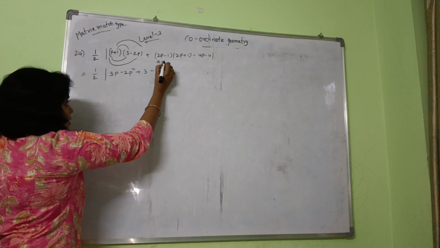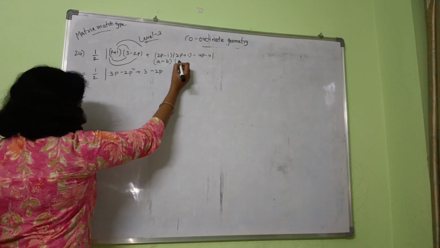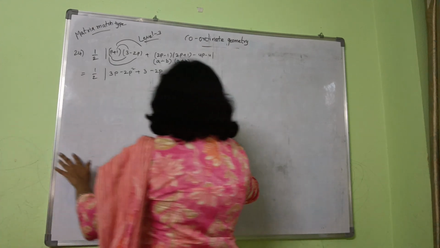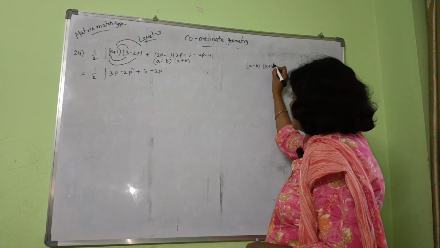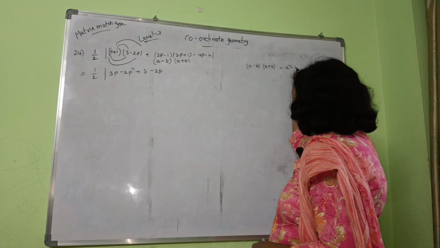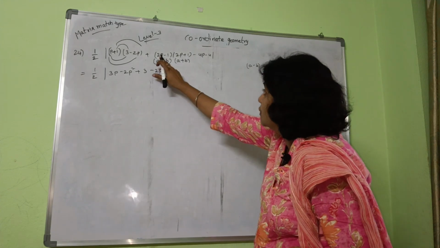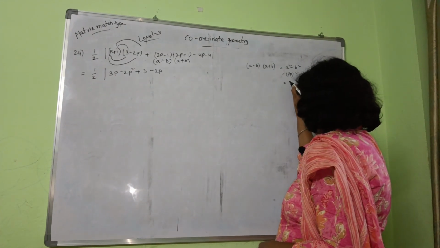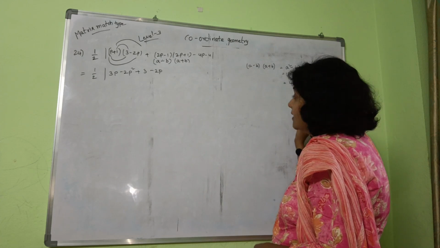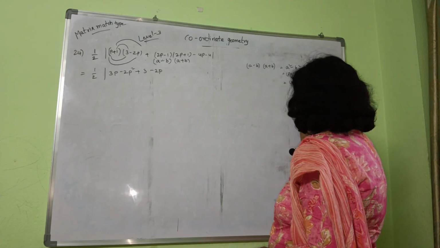So what is this? It is in the form of a minus b and a plus b. What is the formula for a minus b and a plus b? (a minus b) into (a plus b) is equal to a square minus b square. What is a value here? 2p whole square minus 1. That is 4p square minus 1.